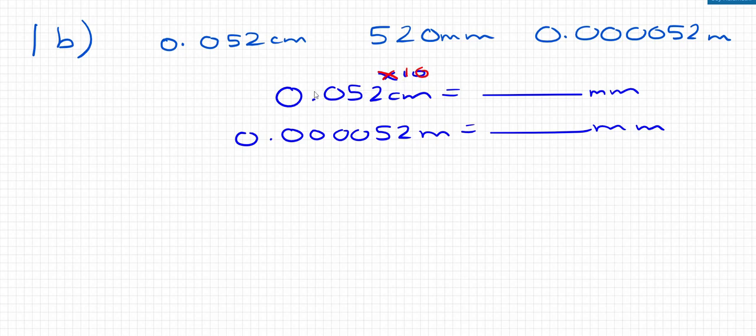So 1 0, I move it to the right, one spot. So there's my decimal. So I now have 0.52 millimeters. Okay, that could have been invisible.